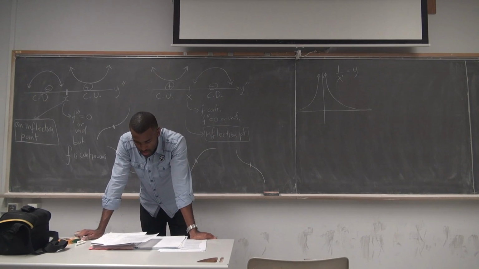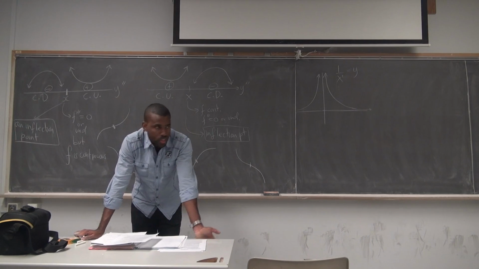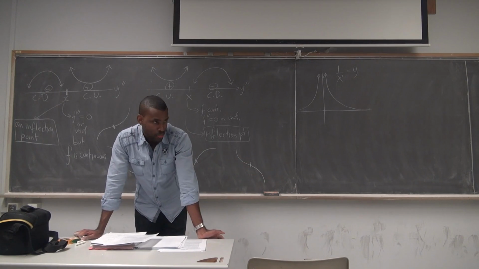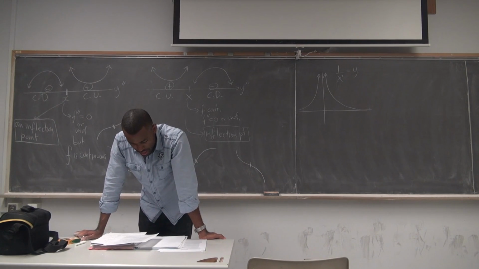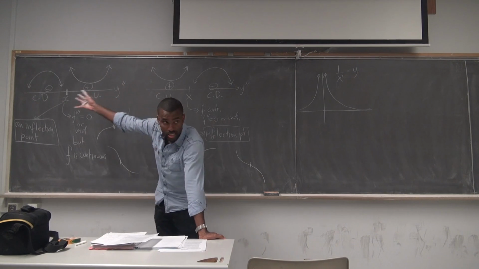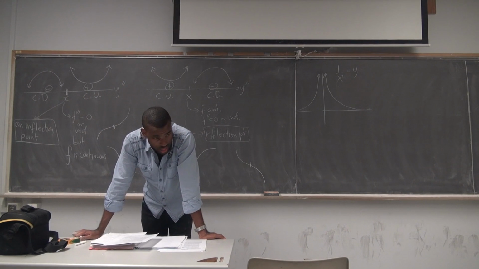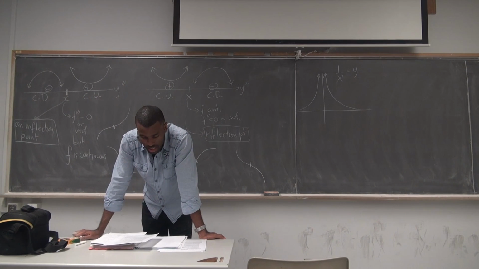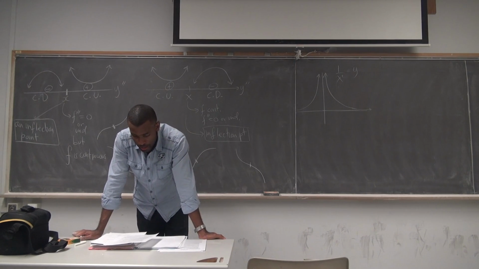Step 4, find the intervals of increasing and decreasing and the location of maximums and minimums. First derivative test, basically. Step 5 is the concavity test, right? Find the intervals of concavity and the location of inflection points. You will use the concavity test to accomplish this. And step 6, you're going to sketch the graph. You're going to put all that information together and actually draw the picture based on it. And we're going to go through that, right?